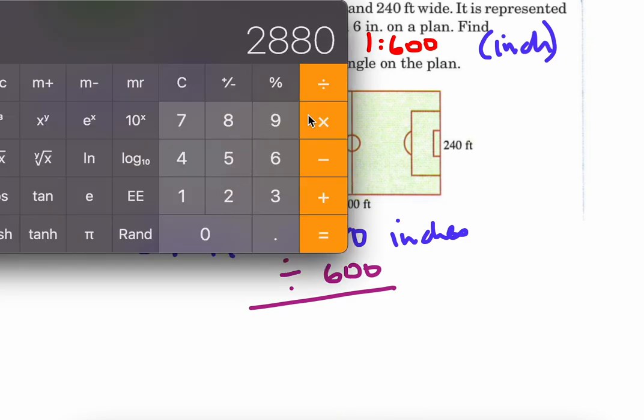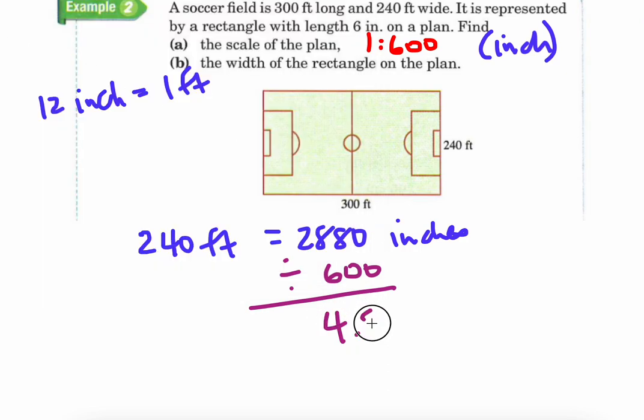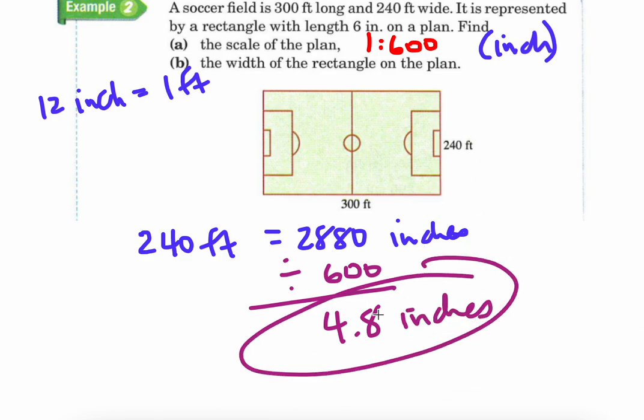And I'm going to need my calculator for that. That would be 4.8 inches. Okay? So on my paper, my plan, the drawing, the width is only going to be 4.8 inches. But we know each one of those inches actually represents 600 inches in real life. So that would be 4.8 times 600 to get to the actual width of my soccer field, which is 2,880 inches, also known as 240 feet.